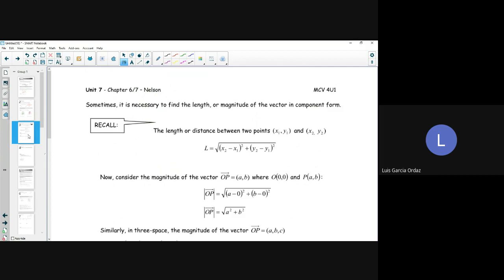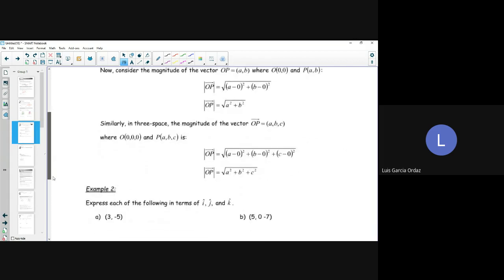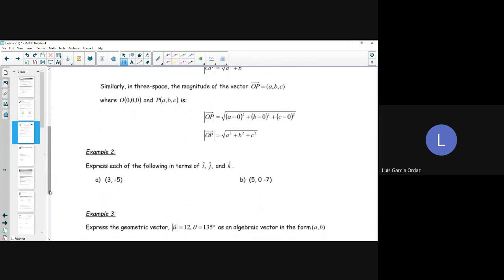Now we consider the magnitude of vector OP at some point AB, where the origin is 0, 0, and P is AB. So the magnitude of OP is going to be equal to the square root of A minus 0 squared plus B minus 0 squared, which gives us the square root of A squared plus B squared. This applies to the same thing in 3-dimensional space. So the magnitude of vector OP, where there's A, B, and C, is going to be the square root of A squared plus B squared plus C squared. Okay?